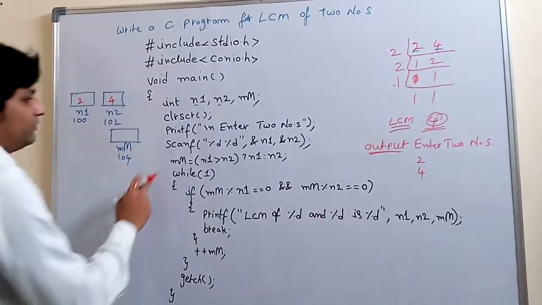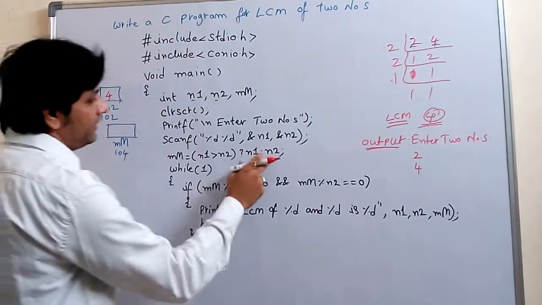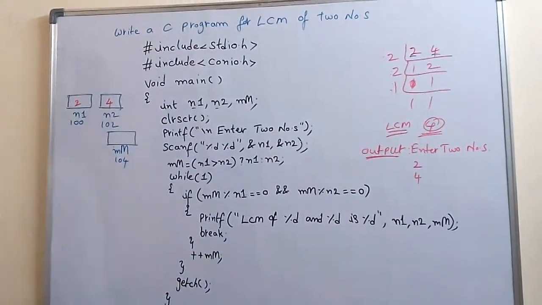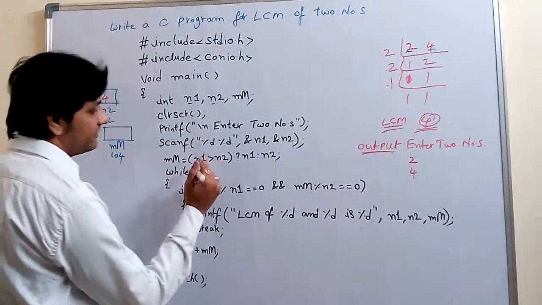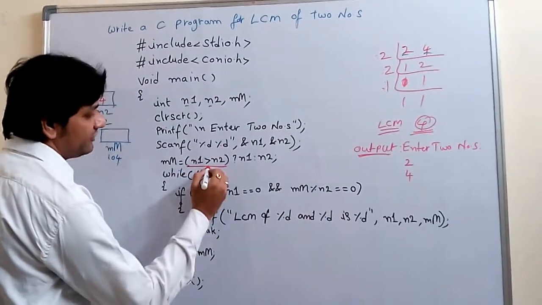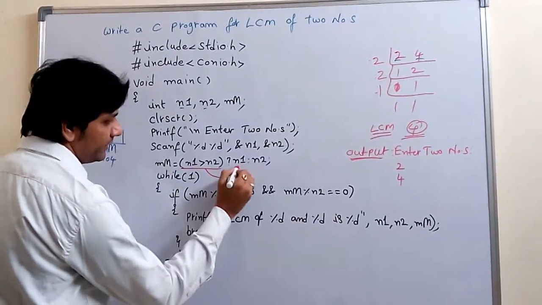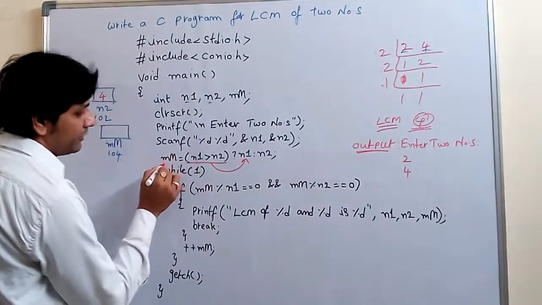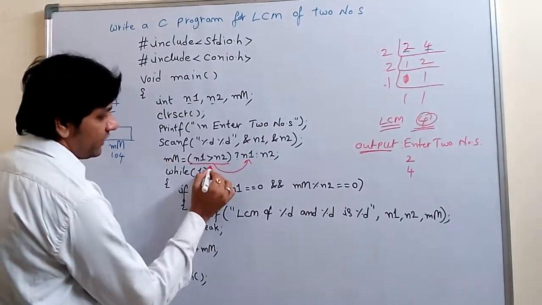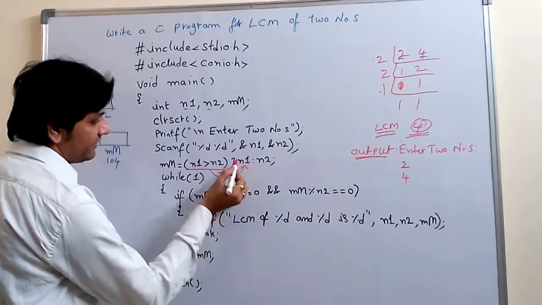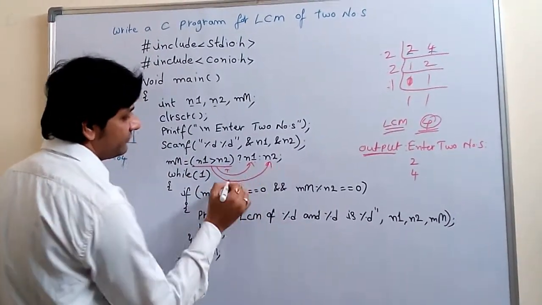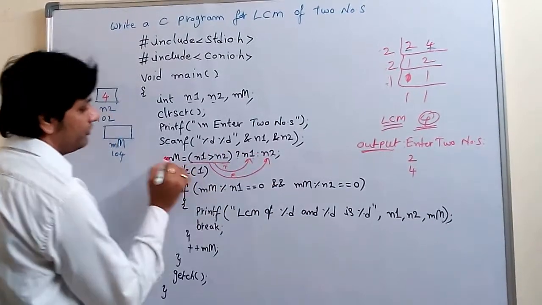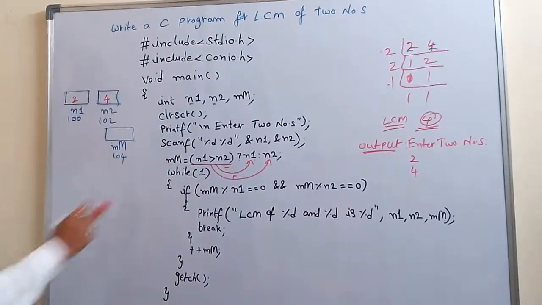Now we are going to perform the conditional operator. We already studied it in the previous classes. This is the condition. If this particular condition is true, then n1 is assigned to the minimum multiplier. If it is false, then n2 is assigned to the minimum multiplier.